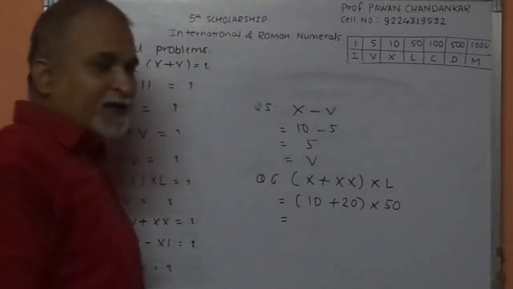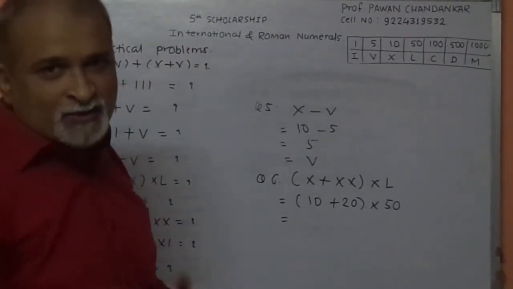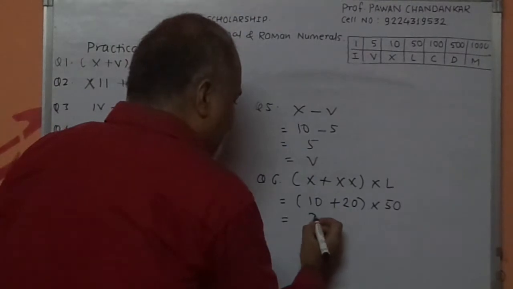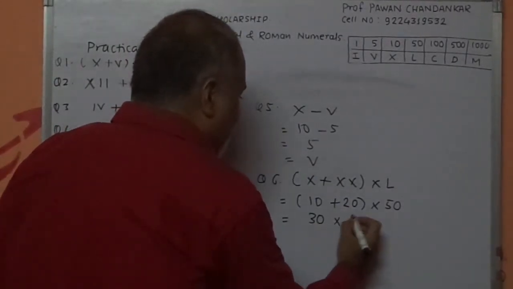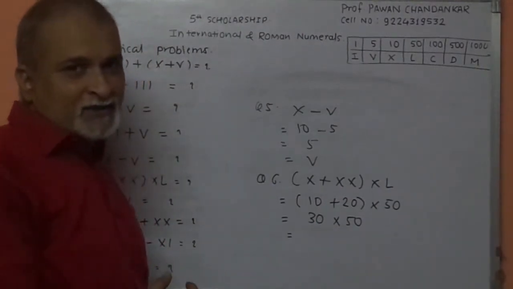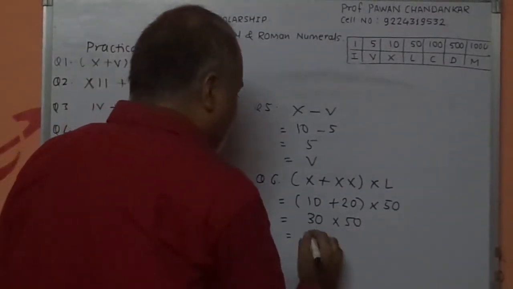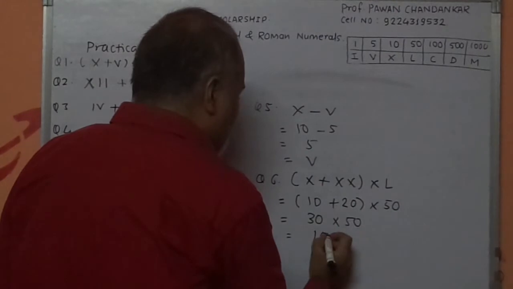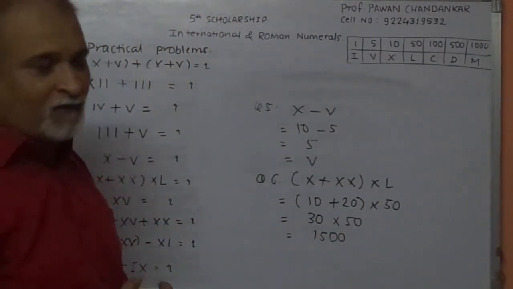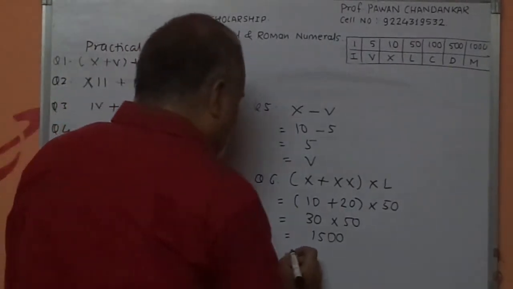So first of all, as per the BODMAS principle, we are supposed to solve the bracket. So 10 plus 20 gives you 30. So 30 multiplied by 50. Students, what is the answer? Come on, tell me fast. Yes, 5 3s are 15 and 2 zeros. 1500 is the answer. But how will you represent this?